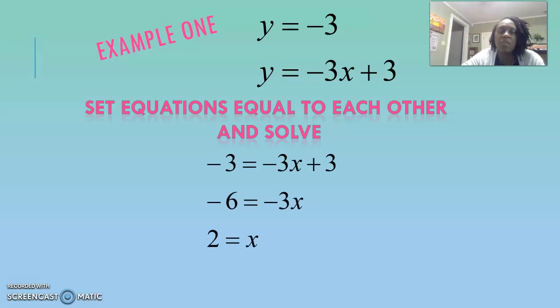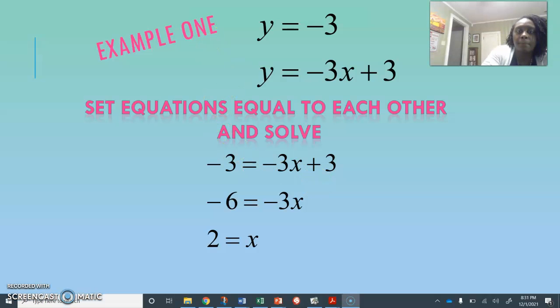Alright, the way we solve for x is by setting those two equations equal to each other. So we have negative 3 equals negative 3x plus 3. We took the first equation and put that one on the left, and the second equation, we put that one right here on the right. And then we subtracted 3 from both sides. So minus 3 on both sides.